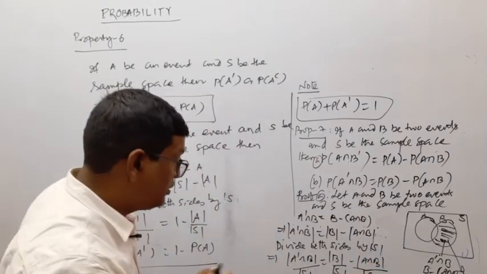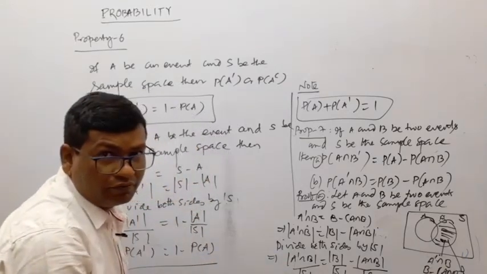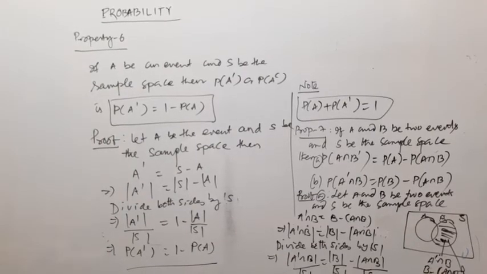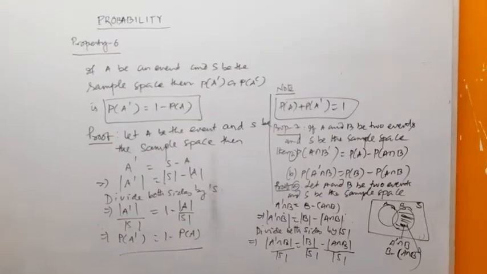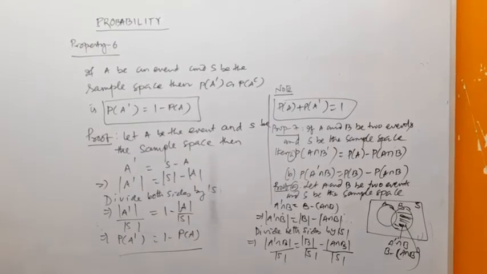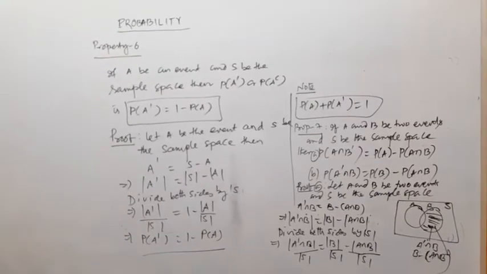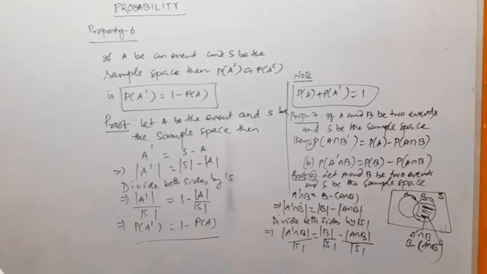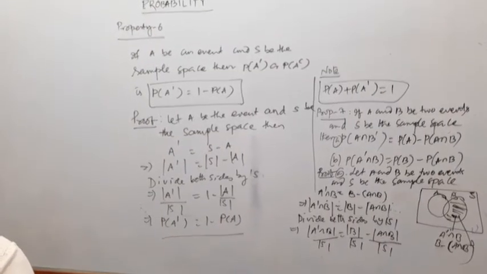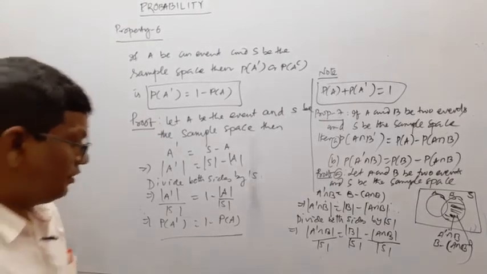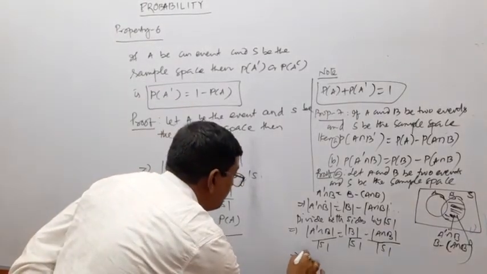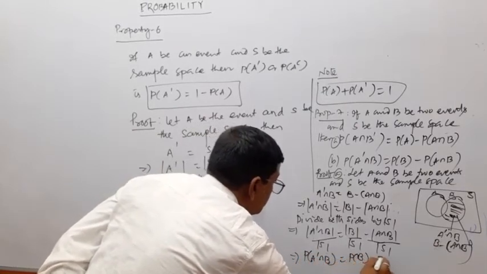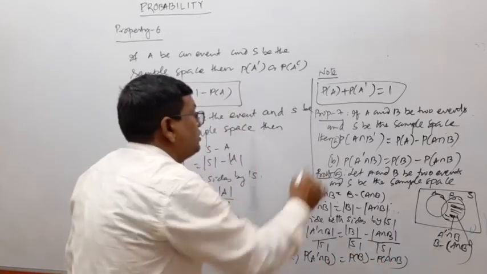So this is P of A dash intersection B is equal to P of B minus P of A intersection B. Now this one is proved.